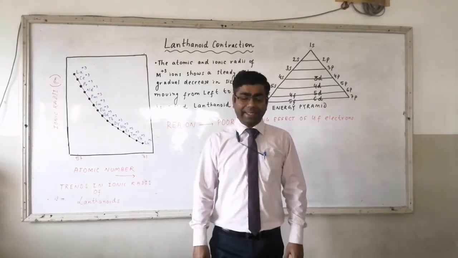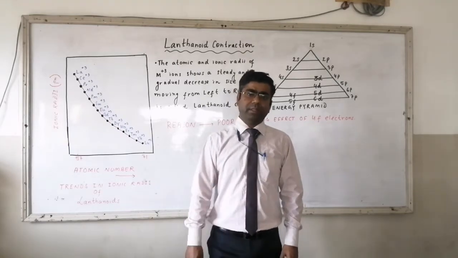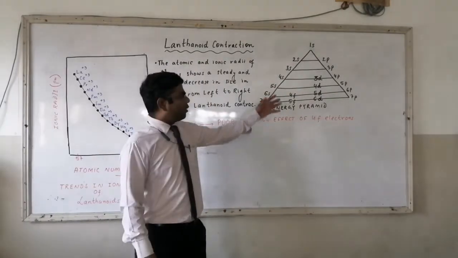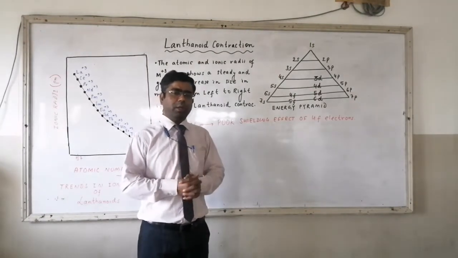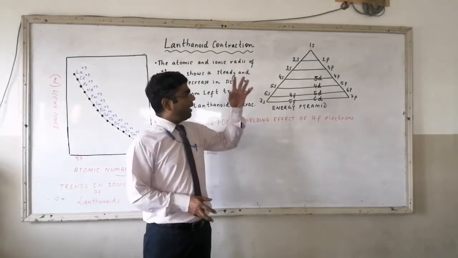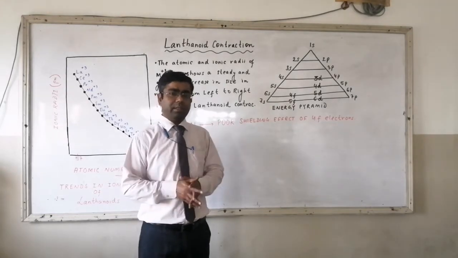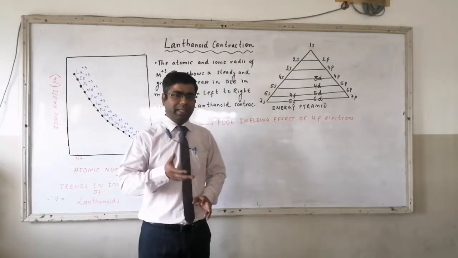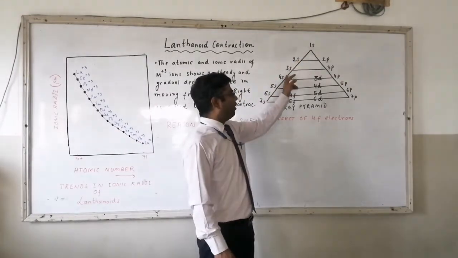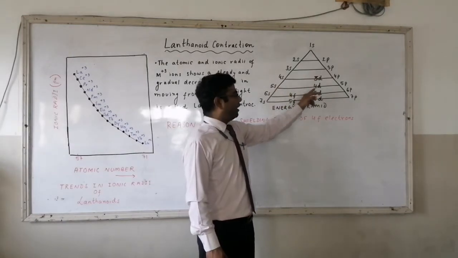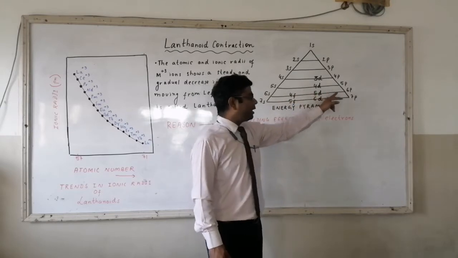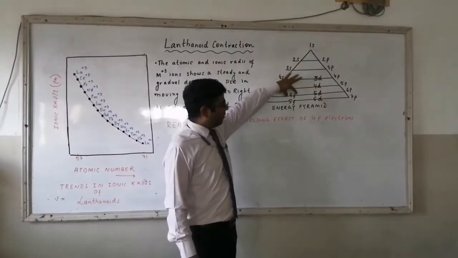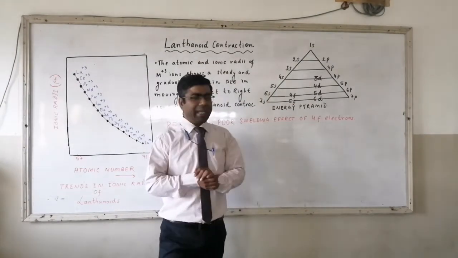Now why does it take place? Before we start the explanation of lanthanoid contraction, let us have a look at the energy pyramid. It is the arrangement of subshells in the order of their increasing energy. 1s is placed at the top, having the lowest energy amongst all the subshells, while 7p has the maximum energy. So what is the increasing order? The increasing order is 1s, 2s, 2p, 3s, 3p, 4s, 3d, 4p, 5s, 4d, 5p, 6s, 4f, 5d, 6p, then 7s, 5f, 6d and 7p. We are talking about this part, 4f, which is present between 6s and 5d.